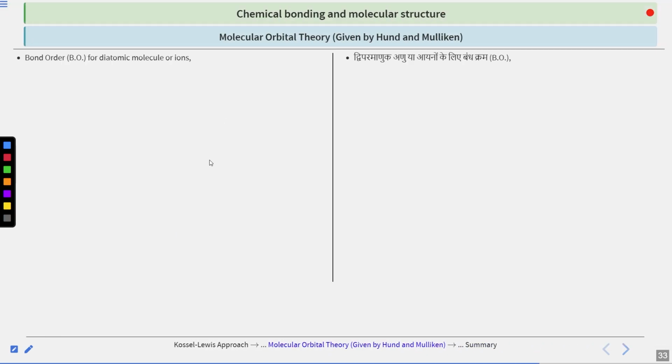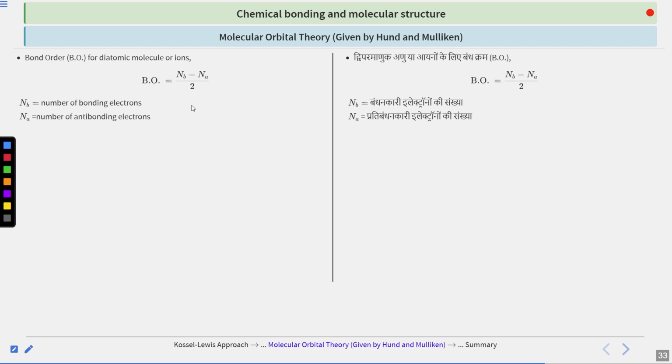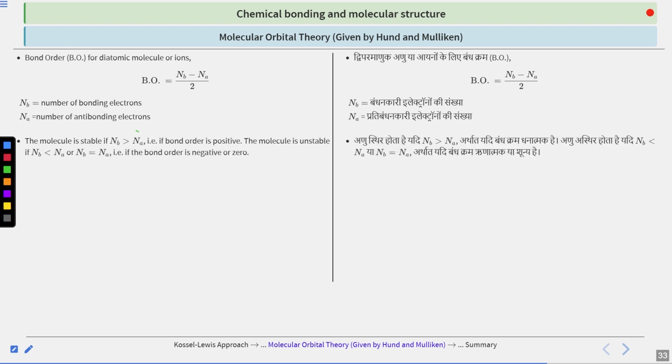Now if you want to calculate the bond order, it is given by the number of bonding electrons minus the number of anti-bonding electrons, divided by 2. So the same thing is mentioned. Now if your Nb is greater, that is, bonding is greater, then the bond order is positive and your molecule is stable. If your anti-bonding is greater, or your anti-bonding is the same, then in that case also your bond order will be negative or 0. So this is not possible, because we always start filling from the bonding one, then we go to the anti-bonding for each corresponding thing. So only this case is possible.